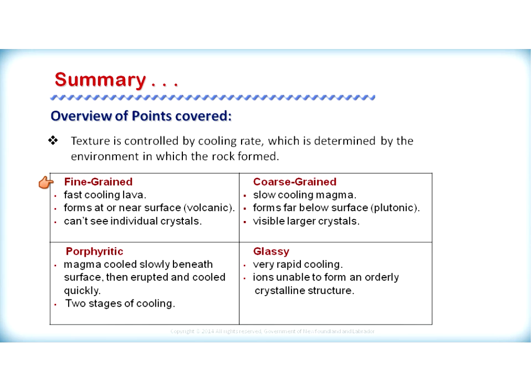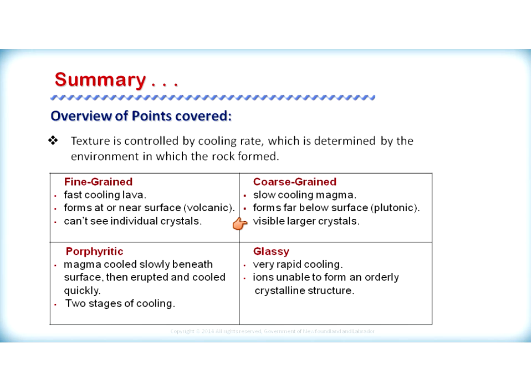If we look at fine-grained rocks, fine-grained rocks cool fast. They form at or near the Earth's surface in a volcanic or extrusive environment, and we can't generally see the crystals in fine-grained rocks. In comparison, coarse-grained rocks form by slow cooling magma. They form beneath the Earth's surface in what's called a plutonic or intrusive environment, and we can see visible large crystals in the rock.